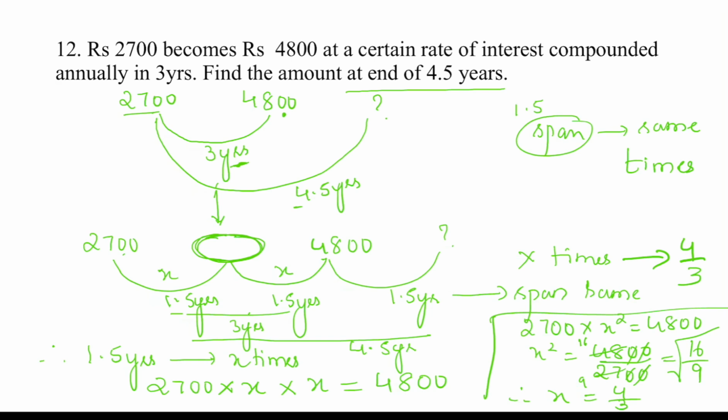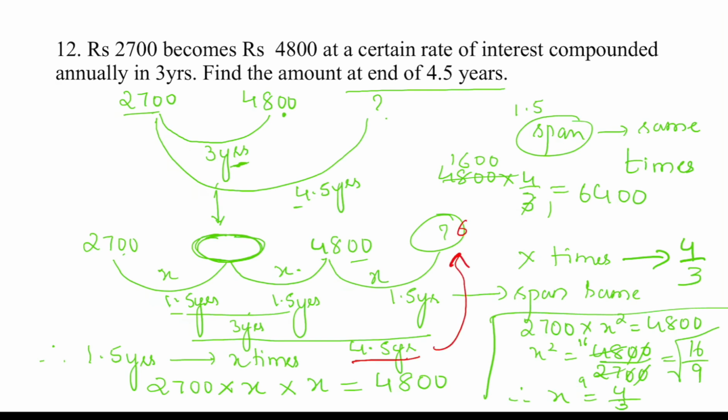Okay, so to come to this value, we have to multiply this 4800 into 4 by 3, because the x value we got, x is here also the same. So 3 1s are 3, 3 6s are 18, and 0 0. So 16 into 4 is 64 and 0 0. So therefore after 4.5 years the amount is becoming 6,400. Okay, so next problem.